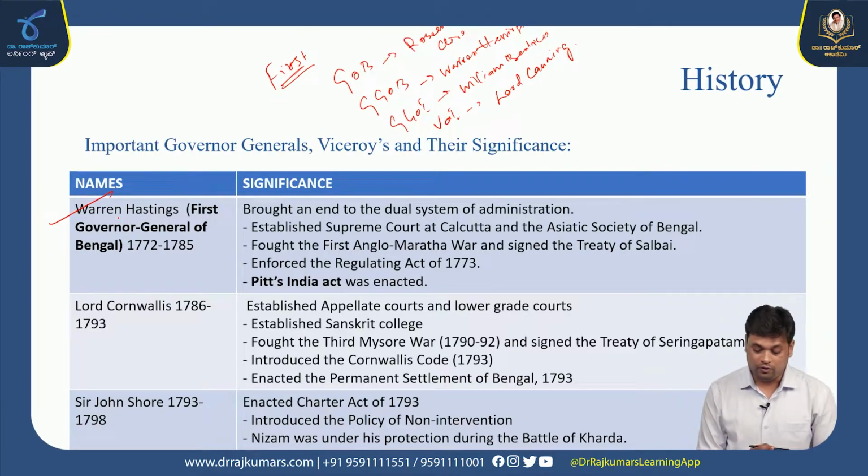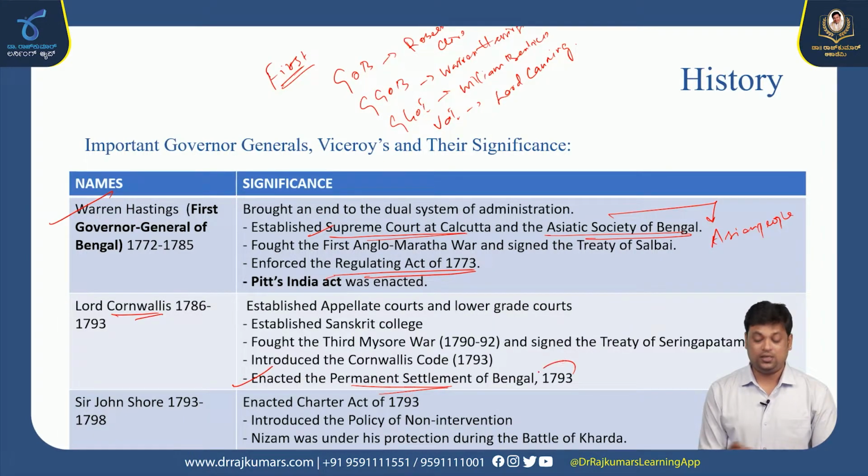During the time period of Warren Hastings, the Regulating Act of 1773 was passed. Then the Supreme Court at Calcutta commenced. The Asiatic Society of Bengal, to study the Asian people, was established. Next, Lord Cornwallis, a most popular personality, during whose time period the Permanent Settlement, that is the Zamindari system, came into existence in the year 1793. He was also responsible for the establishment of the Sanskrit College at Calcutta.